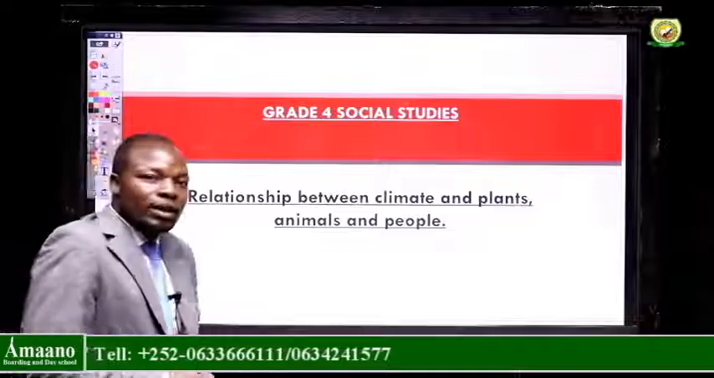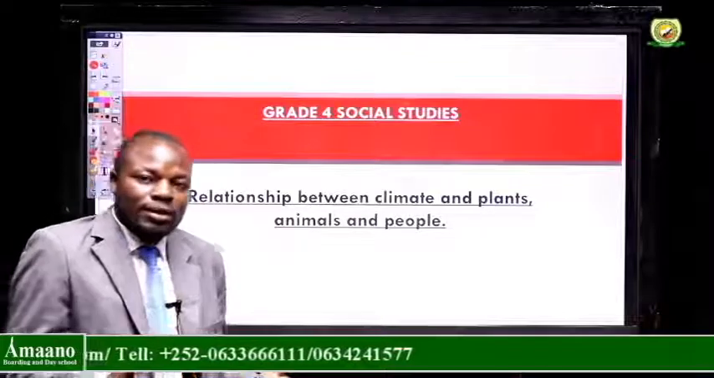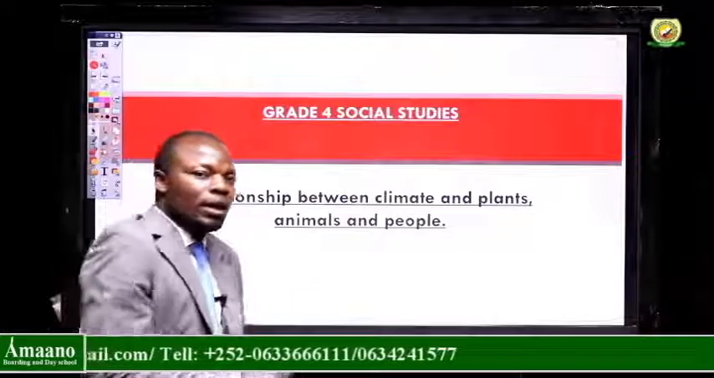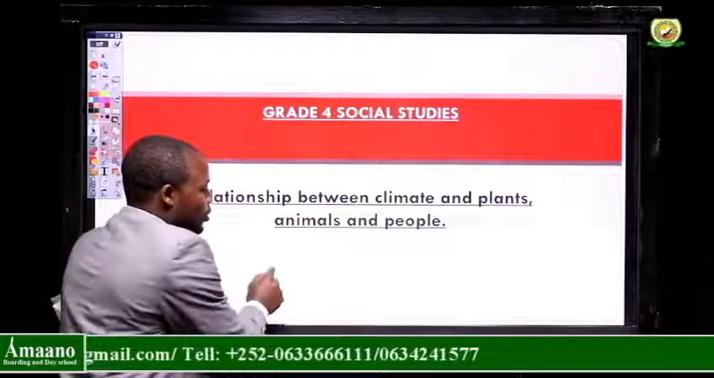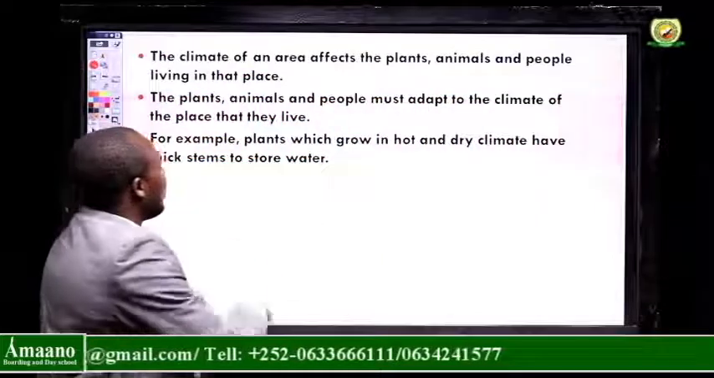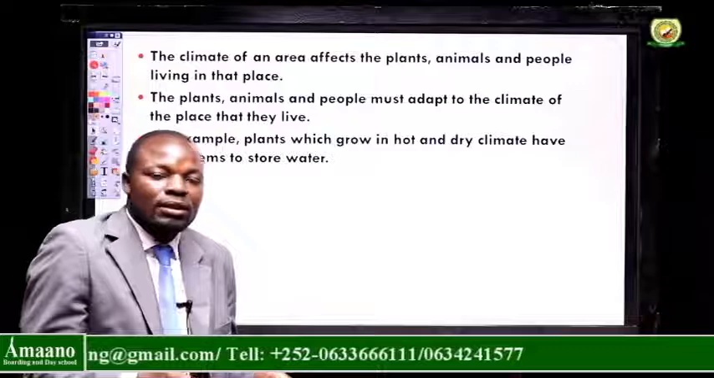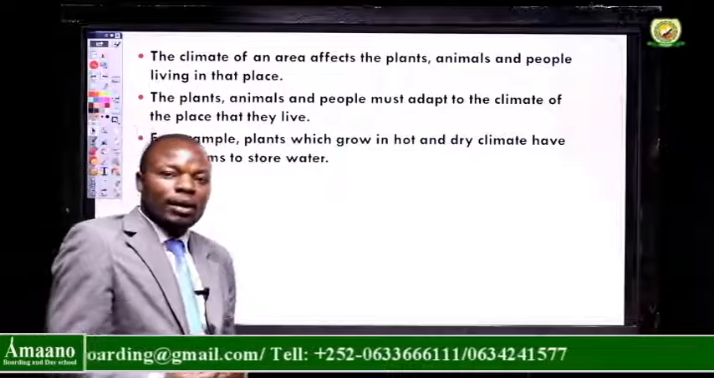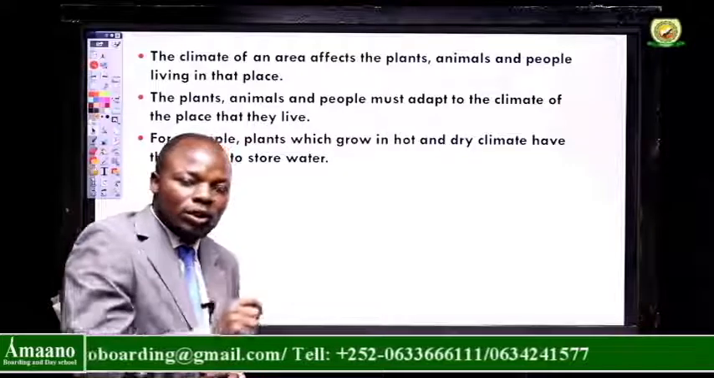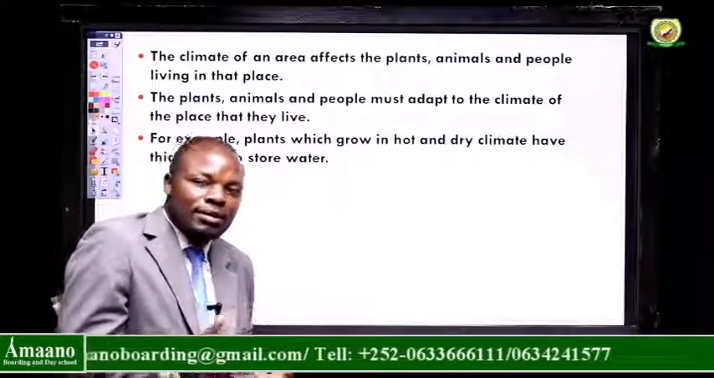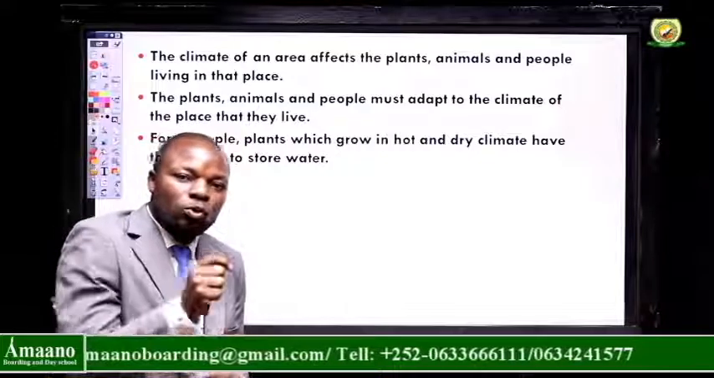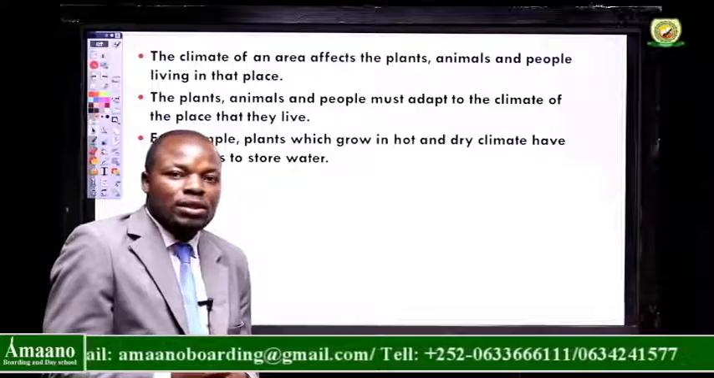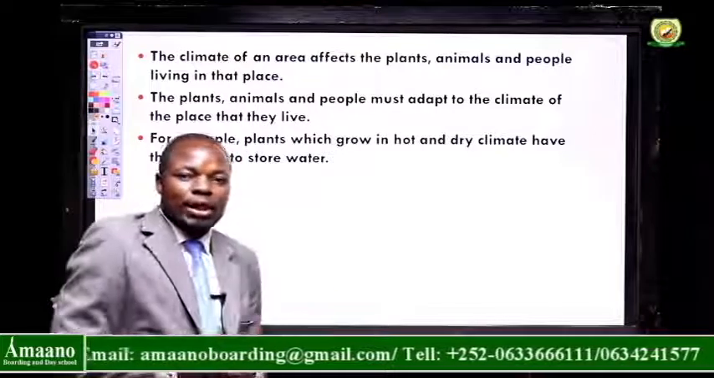Now, we know very well that any climate of a place, if the climate is hot or the climate is cold, then people and plants have to adapt. So we shall be looking at how the climate of an area actually affects the people and plants and even animals that live in that area. What do I mean? If the climate is hot, then some plants must have a way in which they can live. They must adapt. They can have survival mechanisms, ways in which they can live in that hot area.